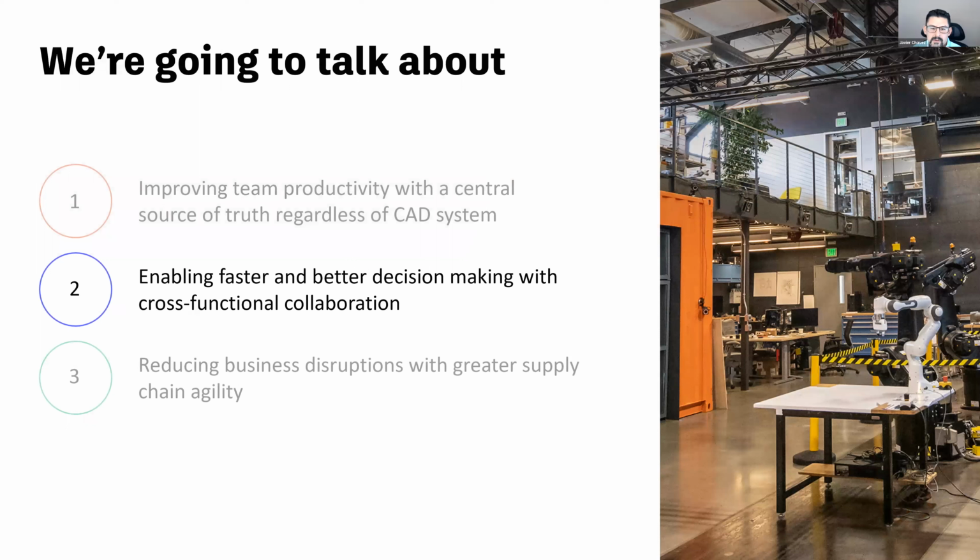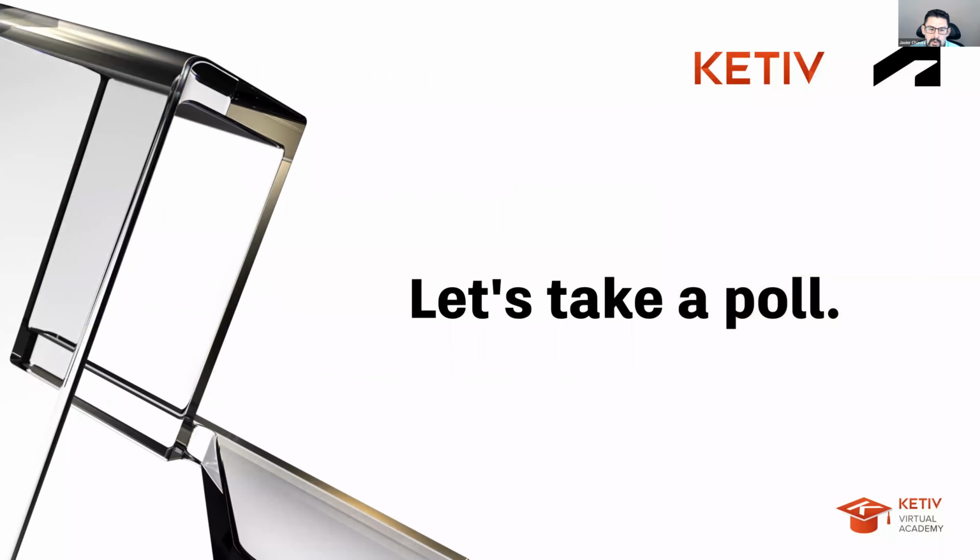So the next thing we'll talk about here is making better decisions, how we enable that, especially in a cross-functional environment, right? So we'll talk about that. And just before we do, let's go and take another poll, right? So you should see that launch, and you should have some choices to make here regarding any downstream challenges that you guys might have. So take a look at the options, right?